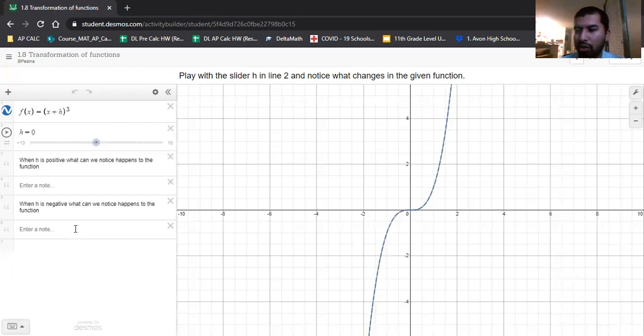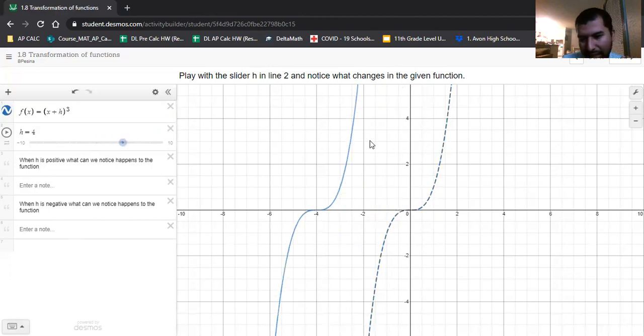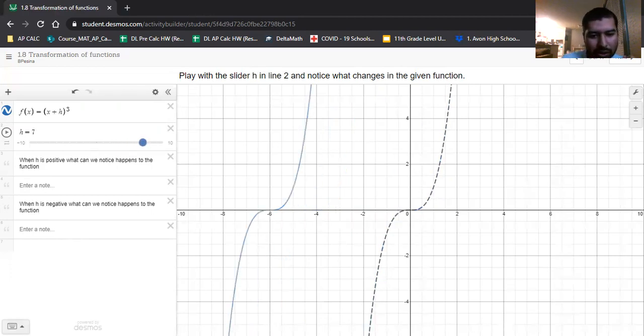Similar idea. What do you do when your h is positive or negative? Well, the first thing that I want to notice is that my h, the value that they're asking me, is inside these parentheses. So let's make some positive values and see what happens when it is positive. Keep in mind that the dotted line is the original function, and as I'm going positive, it's going to the left, okay? So as I'm going negative, it's going to the right.